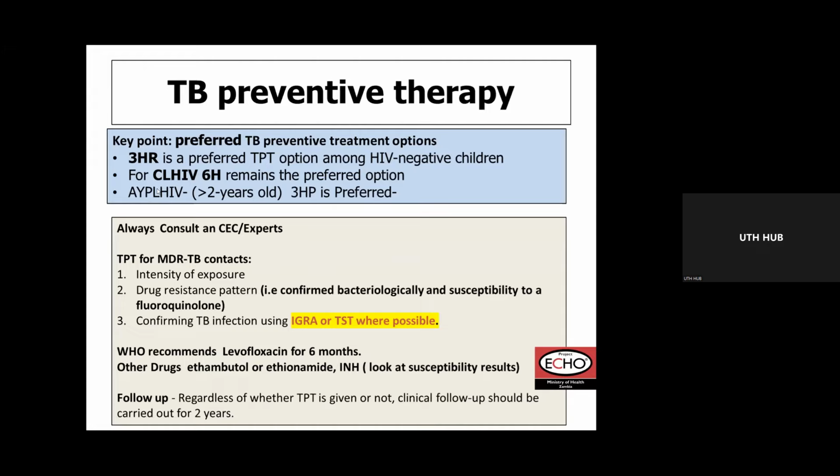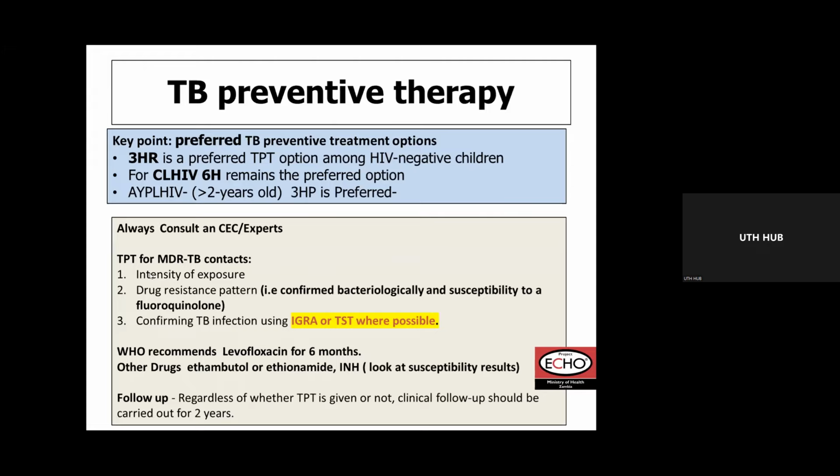So the preferred choice for now for children living with HIV is isoniazid, which remains the preferred choice. But we know that for adults, adolescents and young people living with HIV, 3-HP is now the preferred choice according to WHO guidelines in terms of us giving TPT.